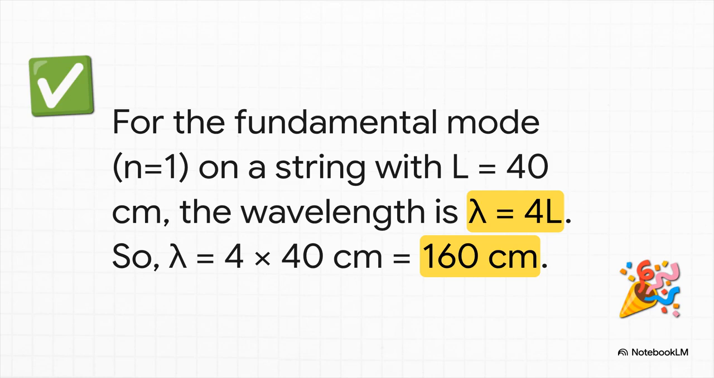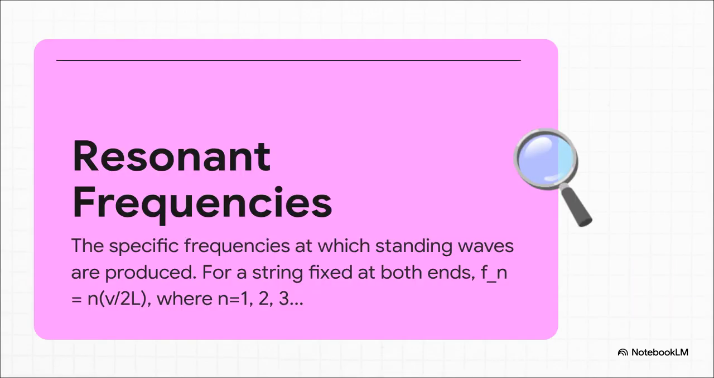So how do we solve our problem? Well, it tells us the string is in its fundamental mode. That's our cue. That's the n=1 case. We know that for this mode, the length of the string, L, is equal to 1/4 of the total wavelength. So if the string is 40 centimeters long, the full wavelength has to be 4 times that, which is 160 centimeters.